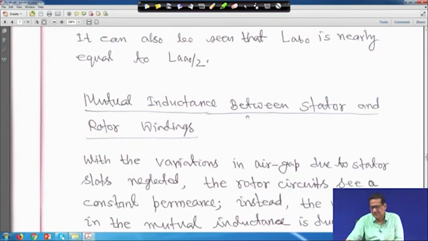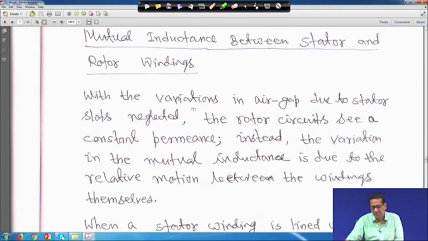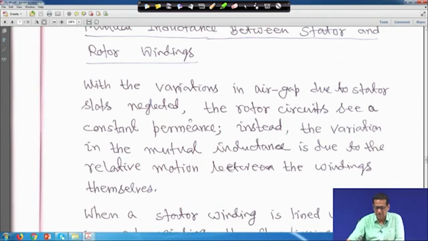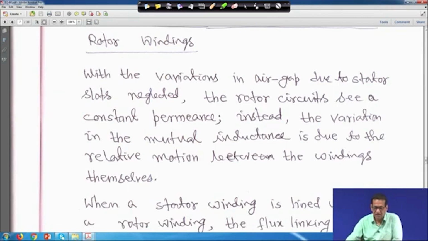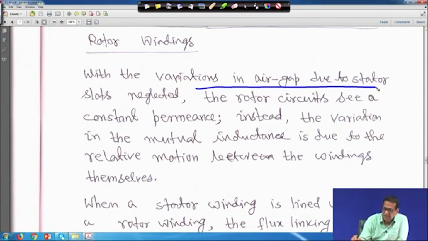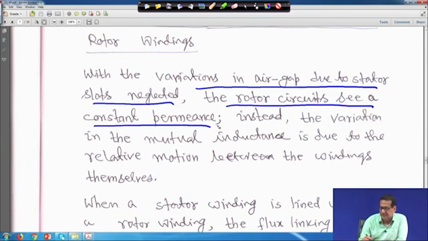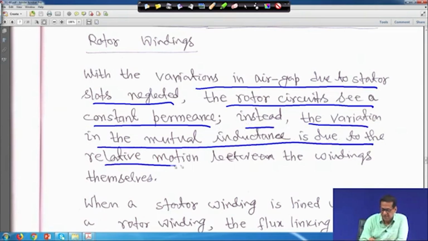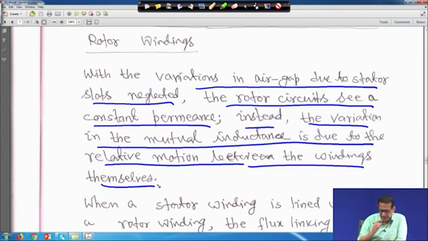Next is the mutual inductance between stator and rotor windings. Now, with the variation in air gap due to stator slots neglected, the rotor circuits see a constant permeance, because we have to make some assumption to simplify our analysis, right. So, now for rotor windings we have to obtain this. Instead, the variation in the mutual inductance is due to the relative motion between the windings themselves, right.